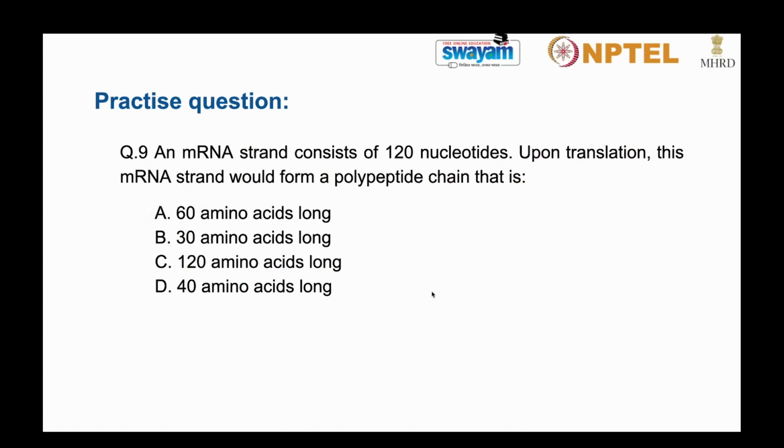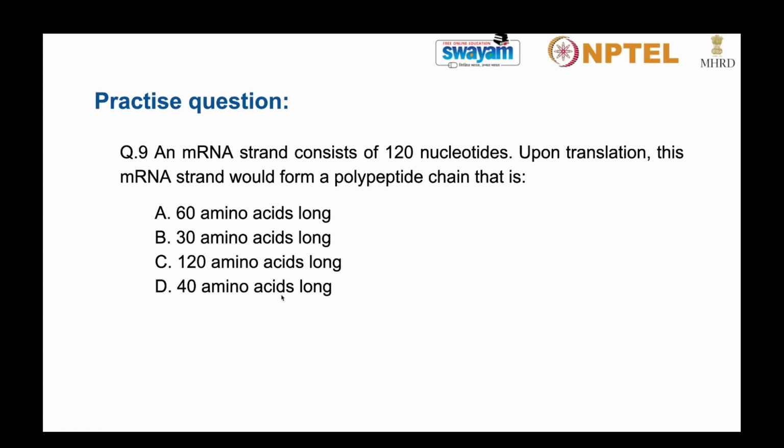So now here is another question which says an mRNA strand consists of 120 nucleotides. Upon translation, this mRNA strand would form a polypeptide chain that is. So in this, they are saying that this mRNA strand constitutes 120 nucleotides. As it is related to the triplet codon concept, what do you think would be the length of the amino acid chain? How many amino acids will be synthesized? Option D, 40.